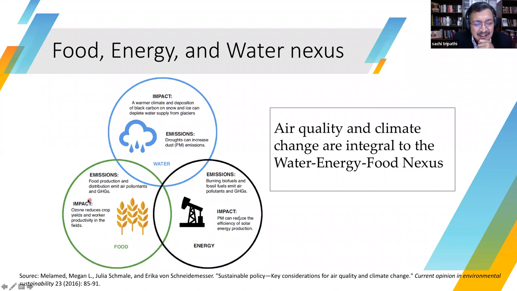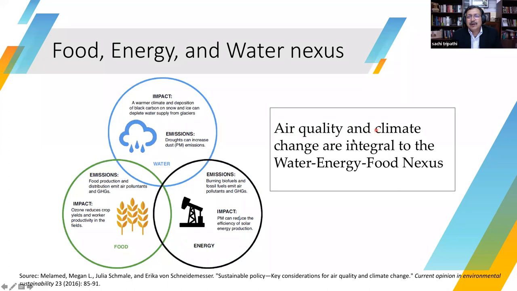And then there are gases like ozone, which can reduce crop yield. It's very well known. So you see there is a nexus here as well. And third is, of course, the energy sector, where you can have various emissions, which can also cause reduced efficiencies of our solar systems. So you see all three have linkages amongst themselves, and they are also linked to others.